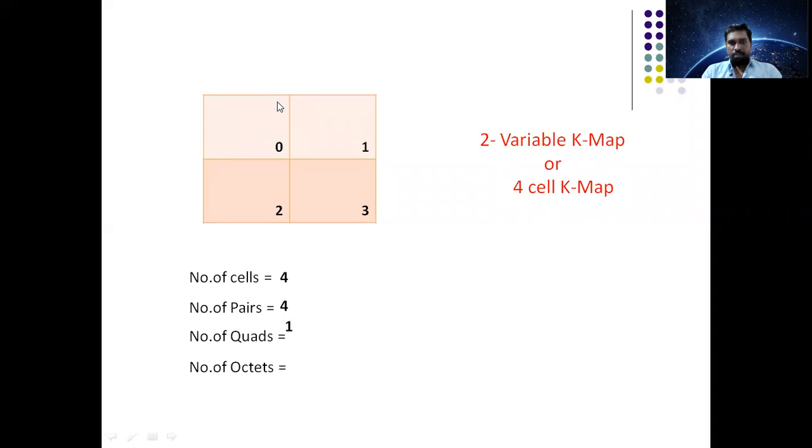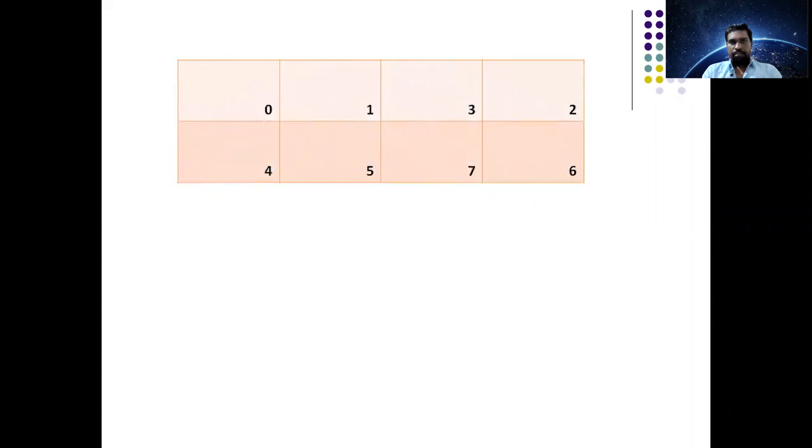Right? Now number of octets. In order to have an octet, I need 8 cells. But in the given diagram, we are having only 4 cells. So octet is not possible here. So 0 octets. Fine. This is the information regarding 2 variable K-map. Now we will go to 3 variable K-map.